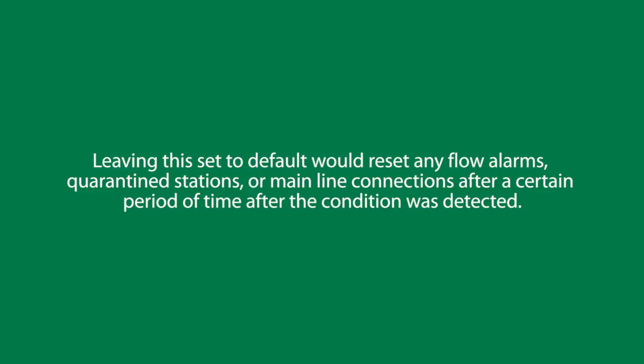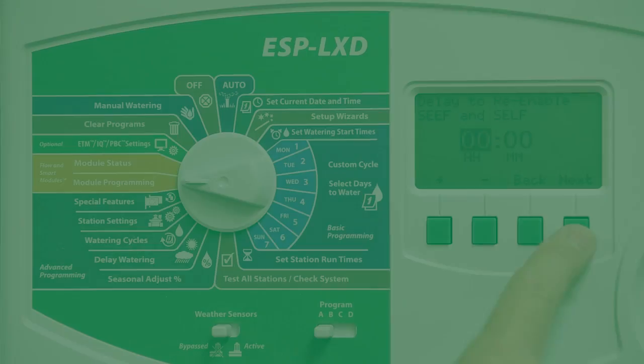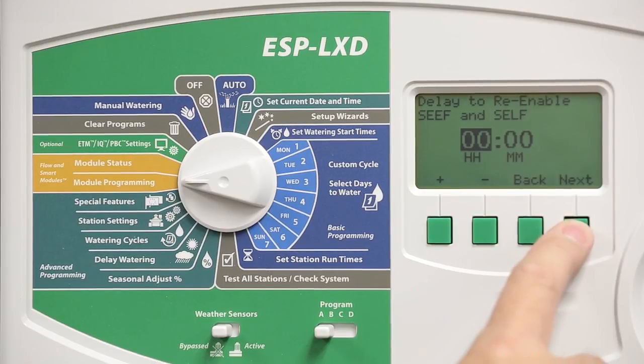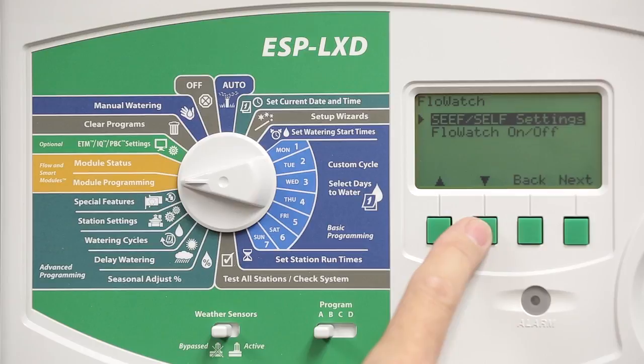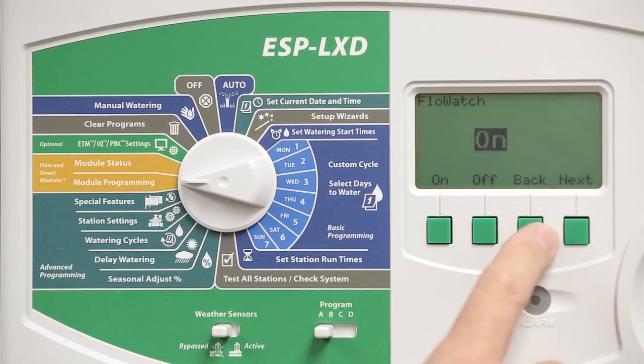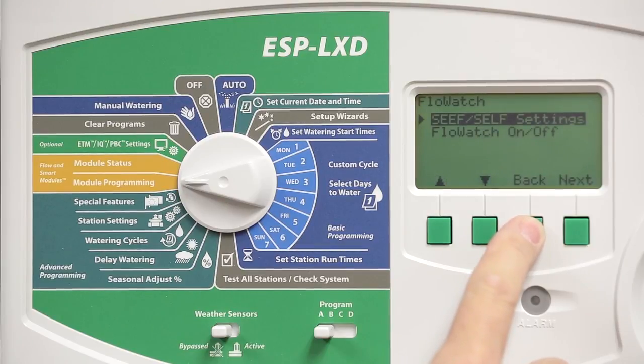Optionally, we can set a delay to re-enable CEIF and SELF setting. This setting would reset any flow alarms, quarantine stations, or mainline connections after a certain period of time after the condition was detected. If you leave this set to 0 hours, this function will not be used. The last step is to enable flow sensing, if it isn't already enabled. After enabling FlowWatch, press the back button twice.